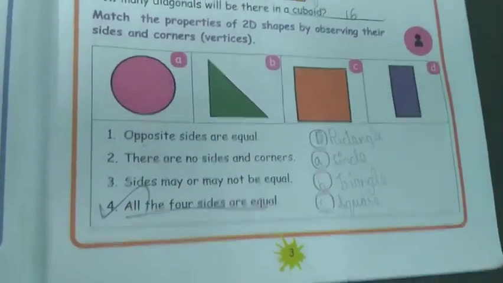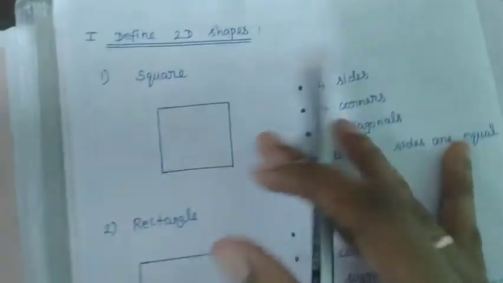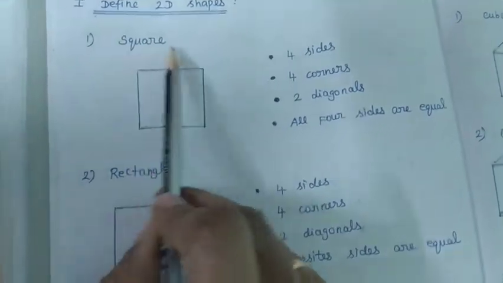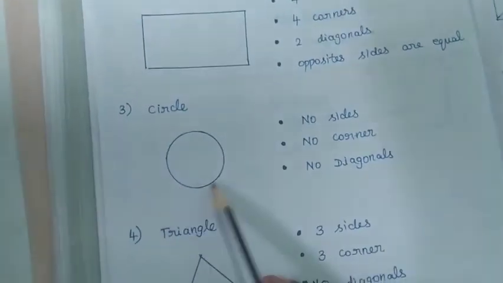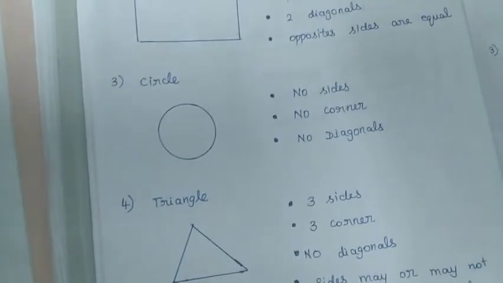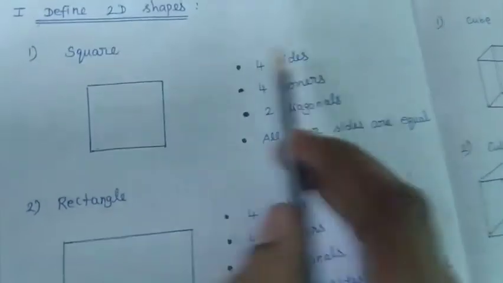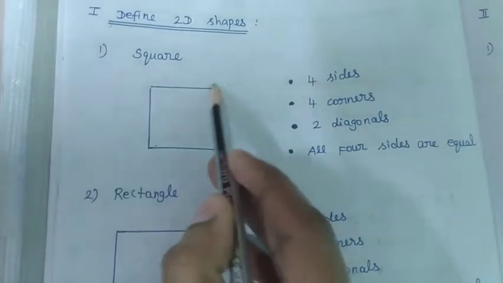Now we are going to revise the 2D and 3D shapes. First, how many 2D shapes do we have? That is square, rectangle, circle, triangle. You already know very well. This is a square. The square has four sides and four corners.